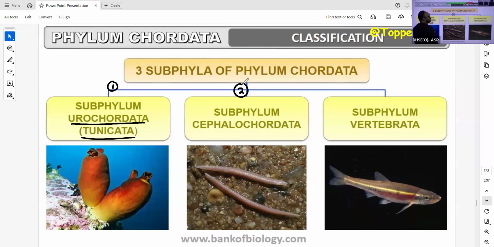Second is Cephalochordata, the subphylum Cephalochordata. And the third and the most advanced is the Vertebrata. Okay? So Urochordata, Cephalochordata, and Vertebrata. These are the three subphyla present in the phylum Chordata. Okay?